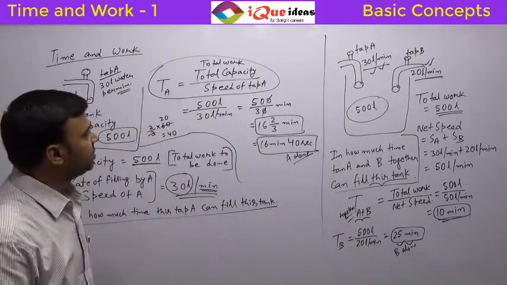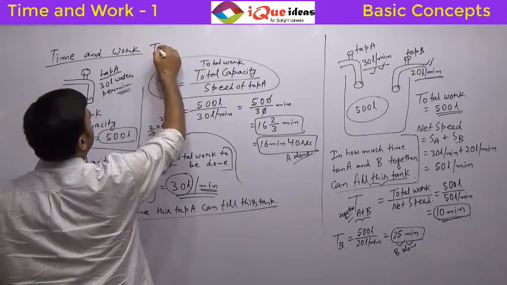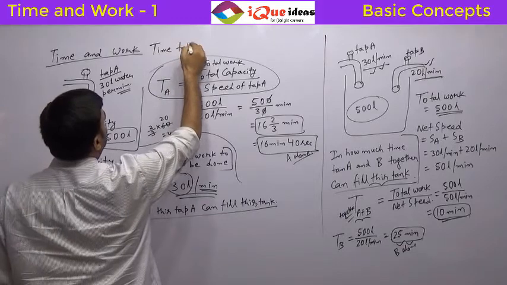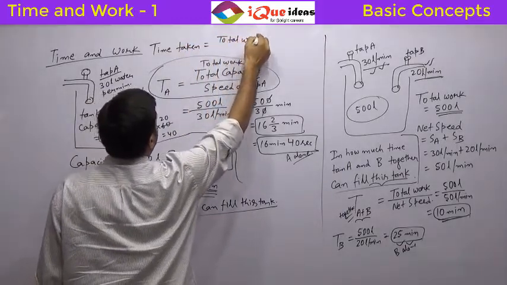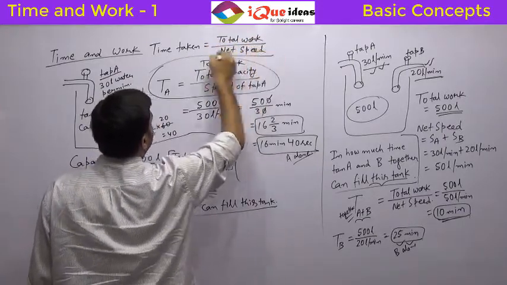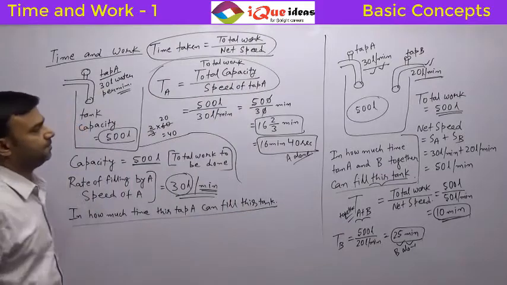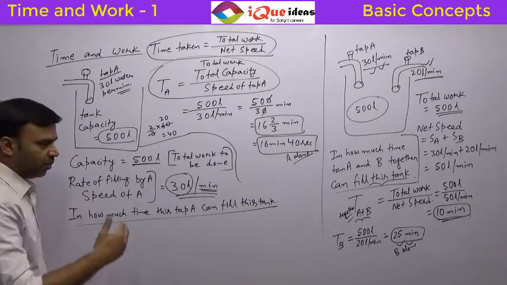The whole idea is to understand, what do we get from here? We get that time taken is equal to total work divided by net speed. So if there are more than one people working, you add the speed of everyone. Alright, so this is the basic concept of this chapter. Now let's take more situations.